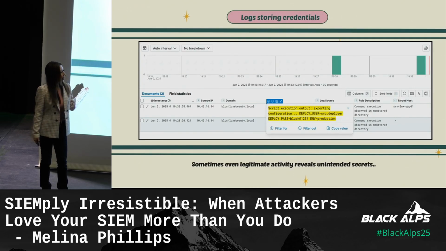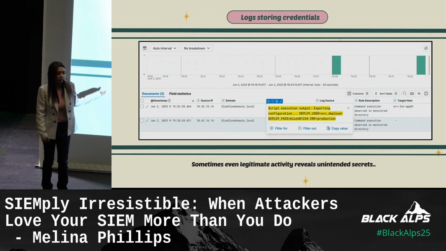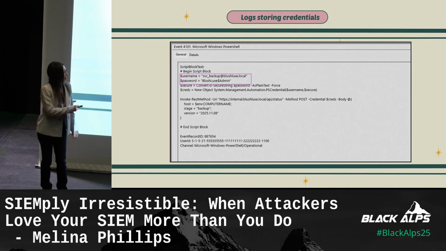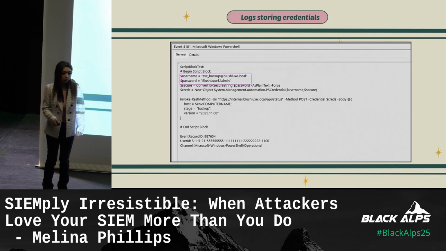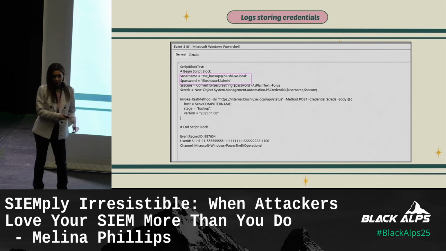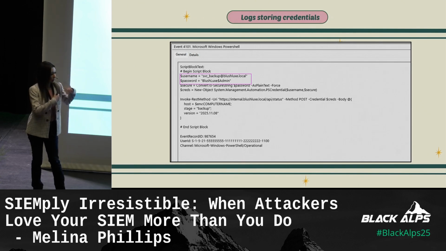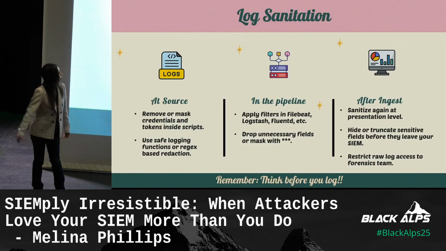Here's an example, and this is something that I've seen in production at a prior job. People just storing their passwords in environment variables, and then an alert comes in, and it's out there in plain text. Same thing whenever you have hard-coded credentials. This is 4104 script block logging in PowerShell. What happens if you're running a script with a hard-coded set of credentials?